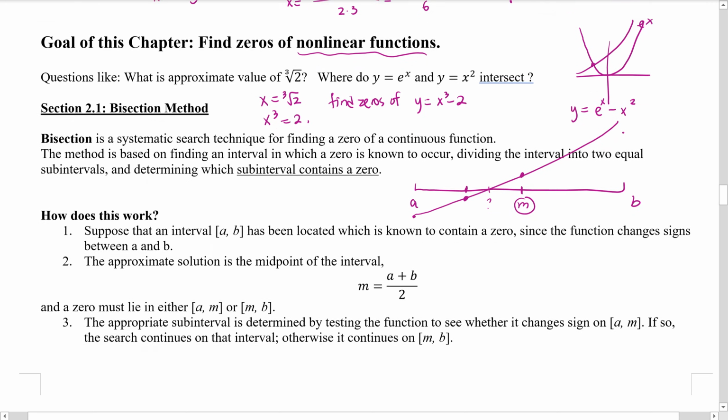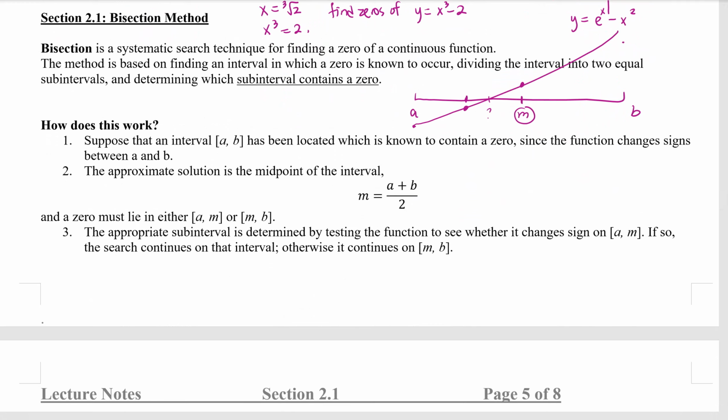So let's see, here are the steps. Suppose an interval [a, b] has been located which is known to contain a zero. Since the function changes signs between a and b, by the intermediate value theorem, right? We just talked about that in the last video. If f changes signs between two numbers, then there must be a root between a and b. Then the approximate solution is the midpoint. So at each step we have an approximation. The first approximation is the midpoint, which is a plus b over 2.